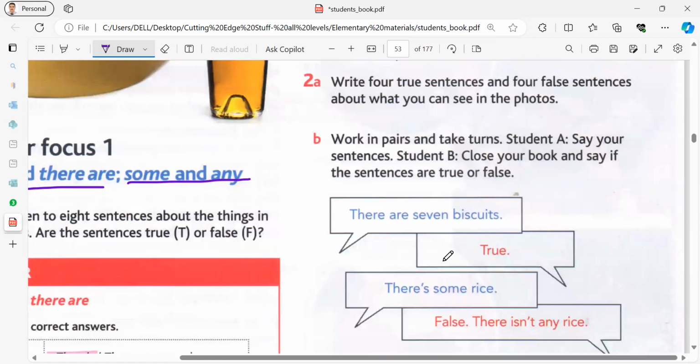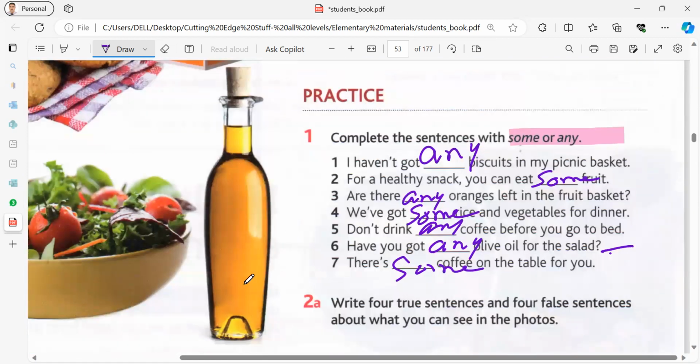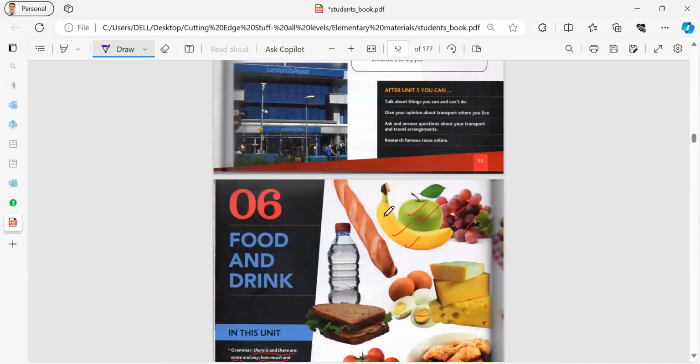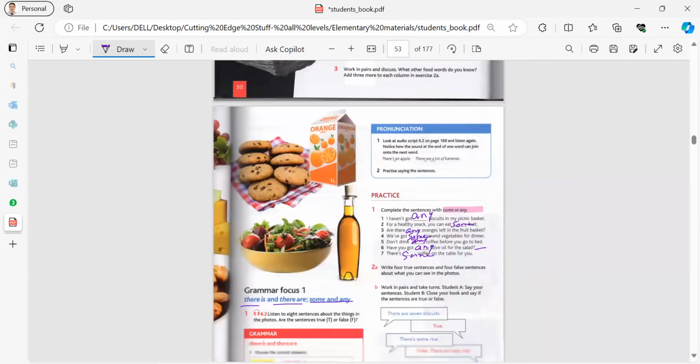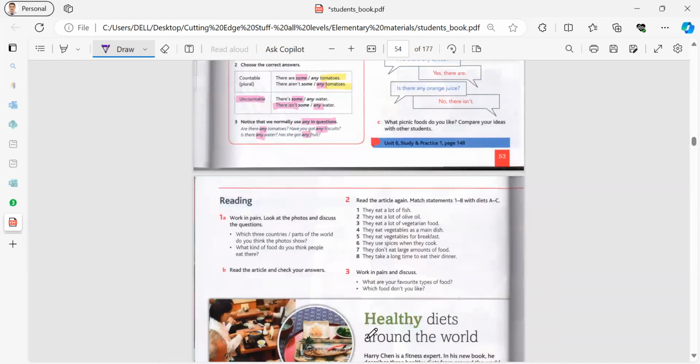Here, civil biscuits. So, what can you see? Who can describe? Imagine. Okay, no problem. That's it. Skip this one.